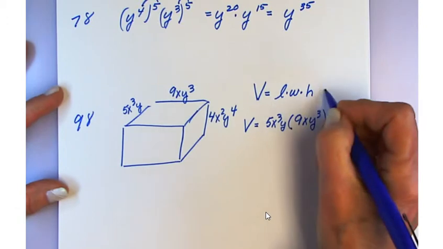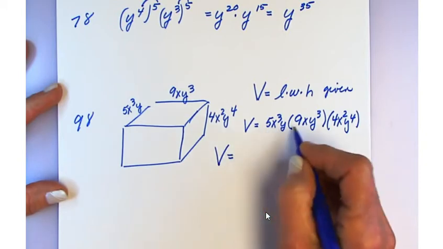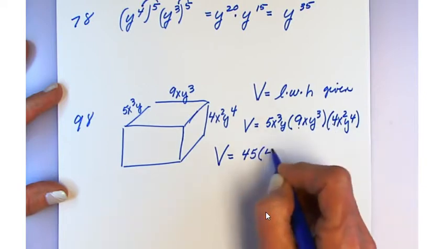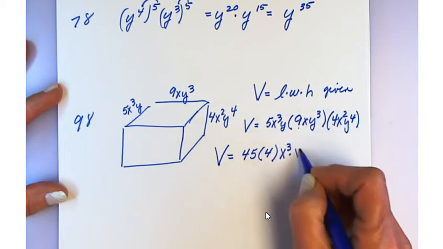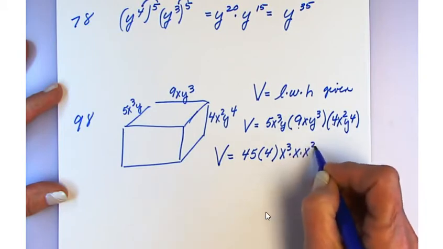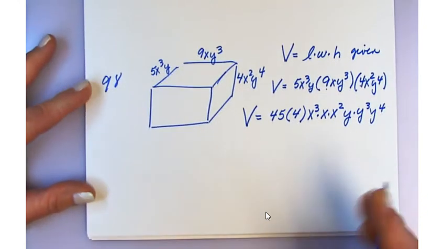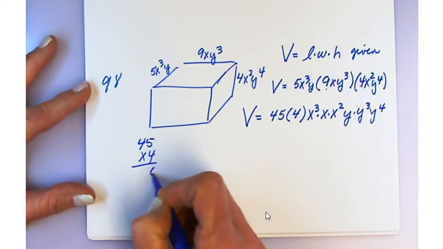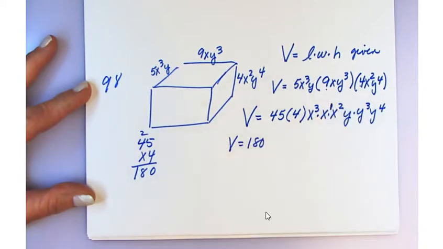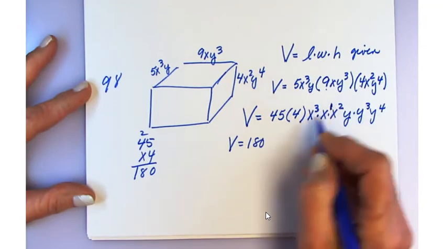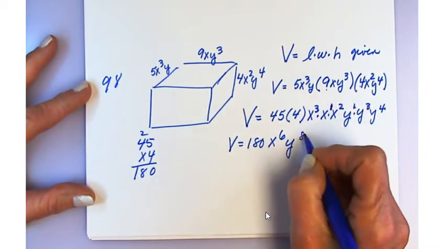So this would be given. Some of you know it. I'm going to take care of my coefficients. I have 5 times 9 is 45, and then I have a 4 here. I now have x cubed. Here I have an x to the 1, and here I have an x squared. Then I'm going to have a y cubed, and a y to the 4. So 45 times 4 is 20, carry 2, 180. Don't forget that x has a 1 exponent. 3 plus 1 is 4, plus 2 is 6. On my y, 1 plus 3 is 4, plus 4 is 8. And I have this for my volume.